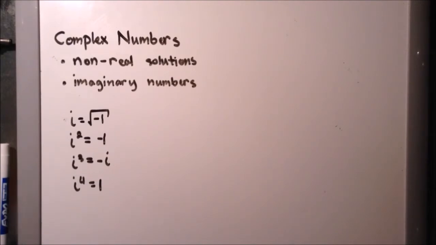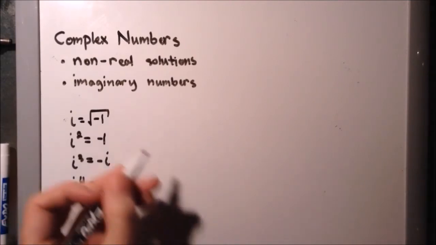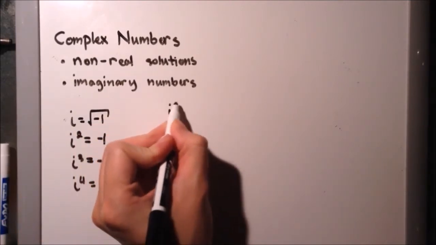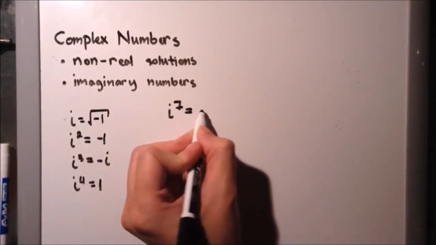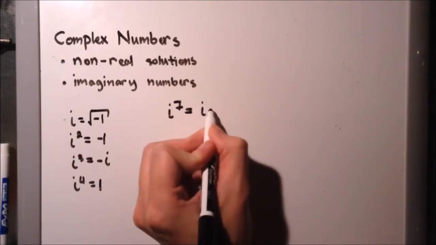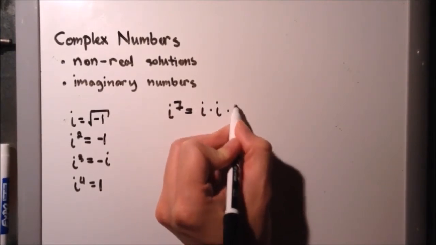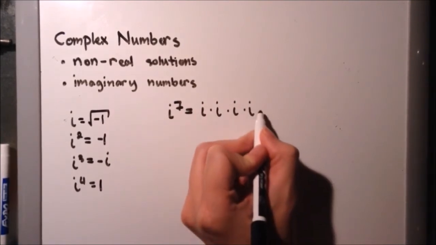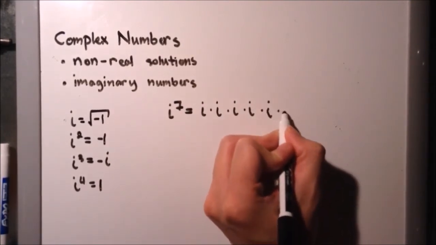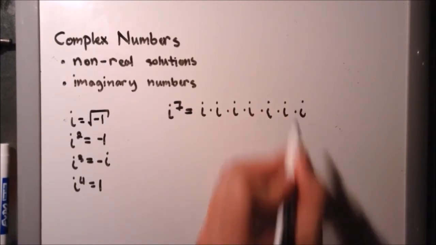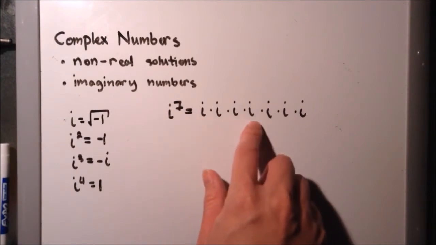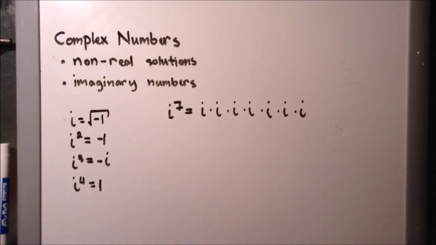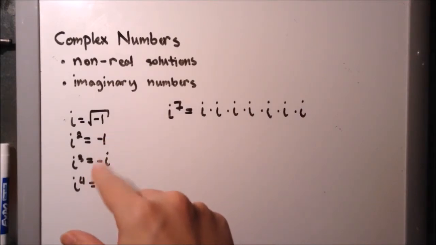What I mean by an imaginary expression is, for example, if we have i to the 7th power. If we were to expand, it would be i times i times i times i times i times i times i, 7 times. So i to the 7th power, 1, 2, 3, 4, 5, 6, 7. Now, how would you simplify this? We're going to use the properties of these 4 i's.